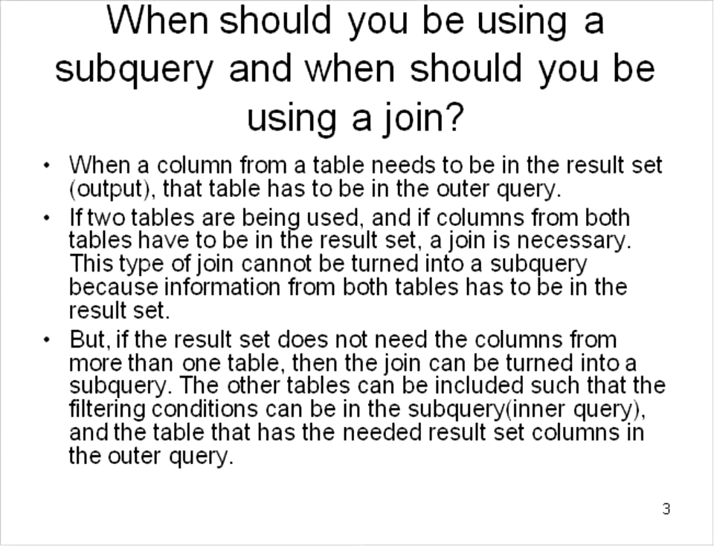So basically, the output that you need from tables has to be in the outer query. And if you need information from all the tables, you're probably looking at a join, because you're going to have all the tables in the result set. But if there's some tables that you just need for joins, but you don't need the column in the outer query, then you could go ahead and create a subquery. That's the basic idea. So with that, I'm just going to let you get started on the chapter.